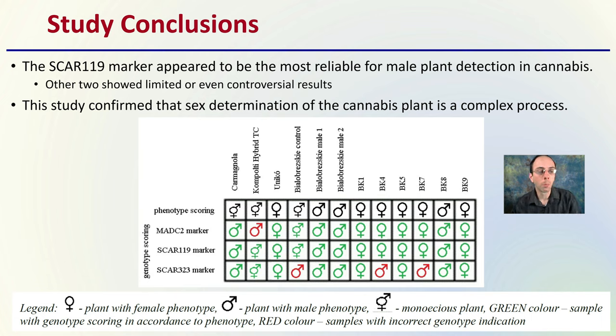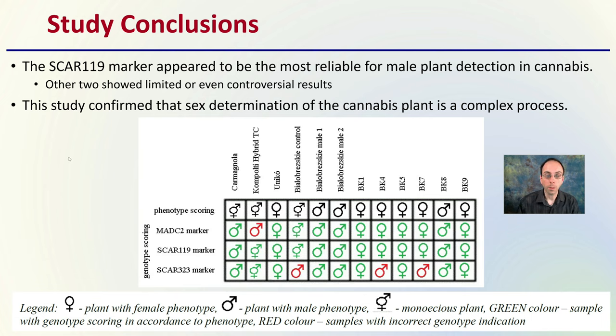Looking at the markers that they were investigating, this SCAR119 marker appeared to be the most reliable for male plant detection in cannabis. The other two showed limited or even controversial results at times. This study confirmed that sex determination of cannabis plant is a complex process.